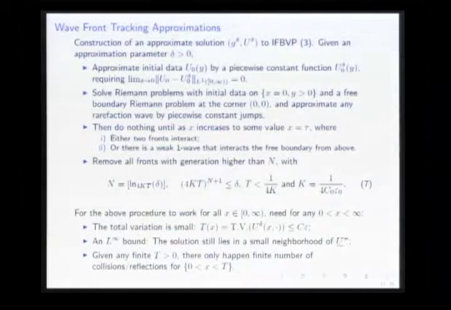So we have to worry about whether the total variation remains small. Also, we have to worry about whether there is an L infinity bound on the solution, so we can still stay in a small neighborhood of the background state. Also, the last thing we have to worry about is the number of fronts, whether they remain finite, in particular the reflections of the free boundary.